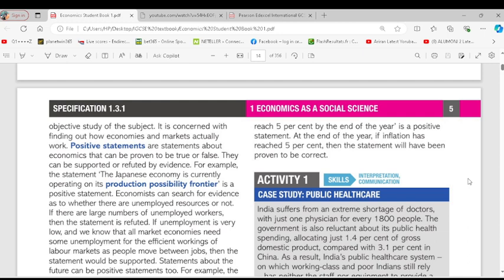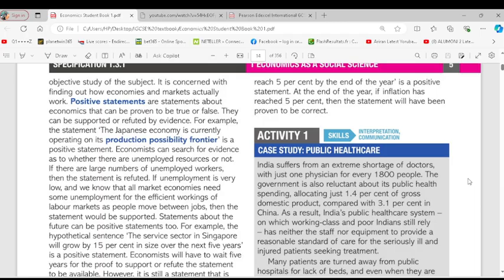They made the example, they said the Japanese economy is currently operating on its production possibility frontier. It's a positive statement. Economists can search for evidence to whether there is an unemployed resources or not. They made the example of a positive statement here, using Japan as an example. They said, oh, the Japan economy is operating on its production possibility frontier, on its boundary. So this is a statement by economists.